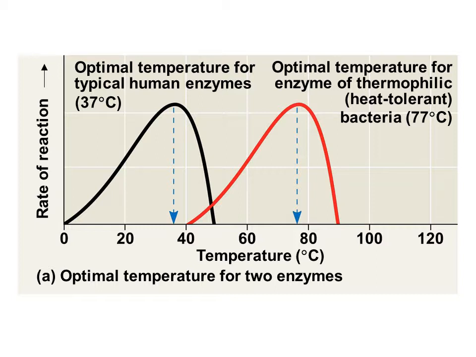This slide here shows the optimal temperature for most human enzymes. It's right around 37 degrees Celsius. Also in this image, it shows you a very unique bacteria. This bacteria's enzymes can work at 77 degrees Celsius.